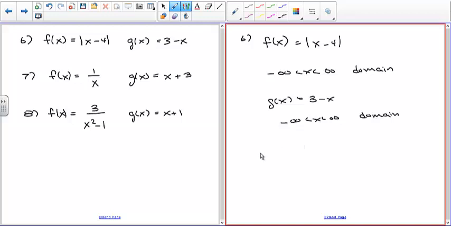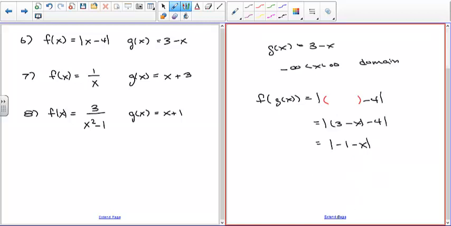Okay, so it looks like g of f of x should be pretty straightforward, and f of g of x. So g of f of x, it's going to be f of x is the absolute value of something minus 4. And that something is g of x, so we get the absolute value of 3 minus x, minus 4. So 3 minus 4 is negative 1, so we get the absolute value of negative 1 minus x. So that's the composite function.